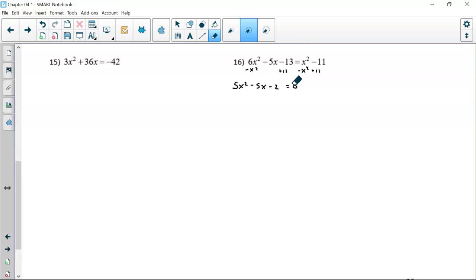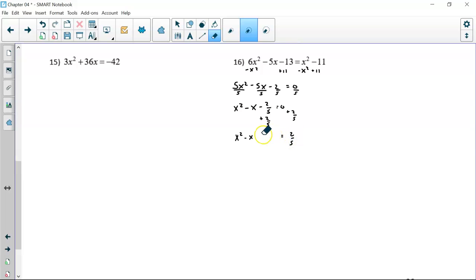Now we're going to divide each term by 2 to get that leading coefficient to be a 1. X squared minus x minus 2/5 equals 0. Isolate, so we're going to add 2/5 to both sides. So our new equation, x squared minus x, leave some space, equals 2/5.